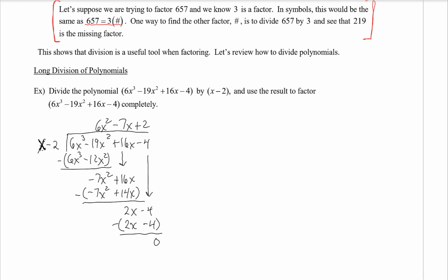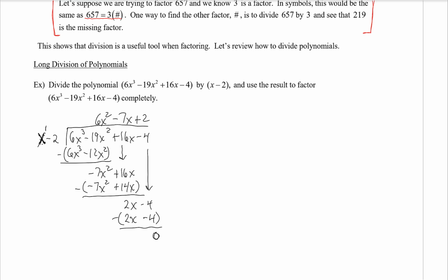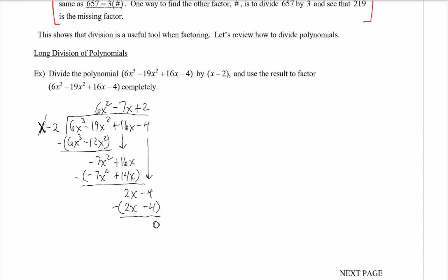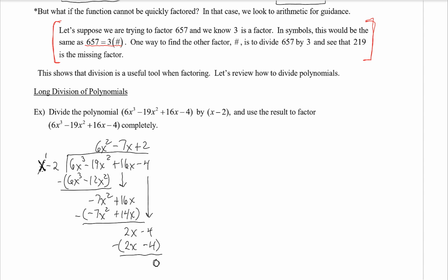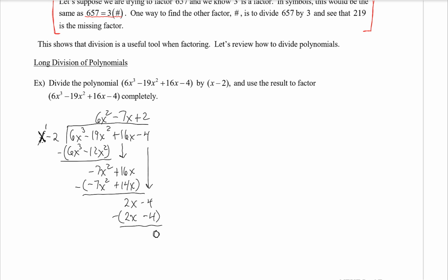The way you know that you're done with your division is when the subtraction produces a polynomial whose degree is smaller than the divisor. So since this is degree 1 and this is a constant, which is degree 0, I know that I'm done. That's my remainder. So my remainder is 0. So let's go back and look at our example from arithmetic. So if I take 657 and I divide by 3, it goes in evenly, meaning it goes in without a remainder. That's how we knew that 3 was a factor, and that's how we know that the quotient, 219, is also a factor. So I just did some division and got a remainder of 0.